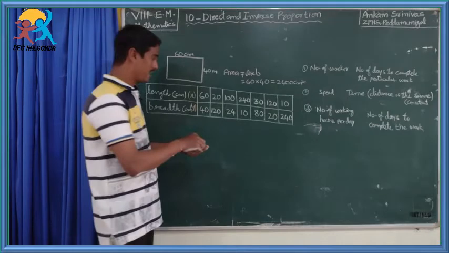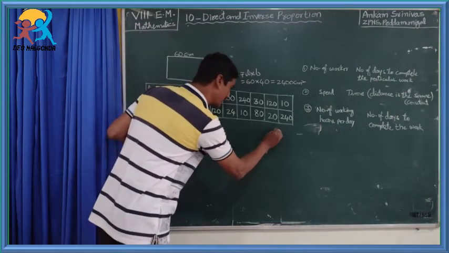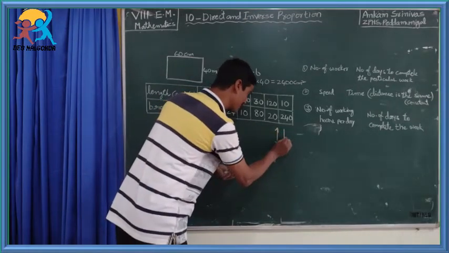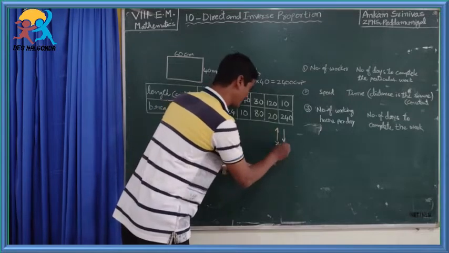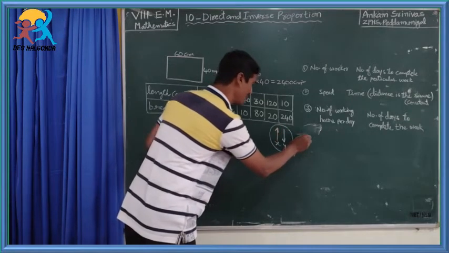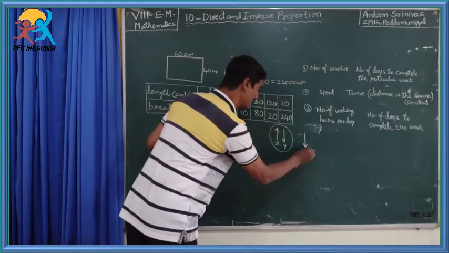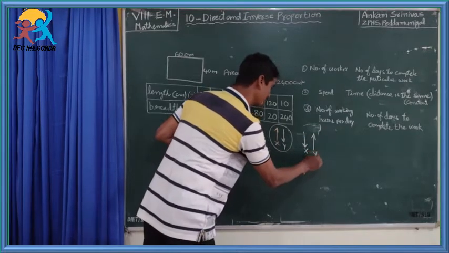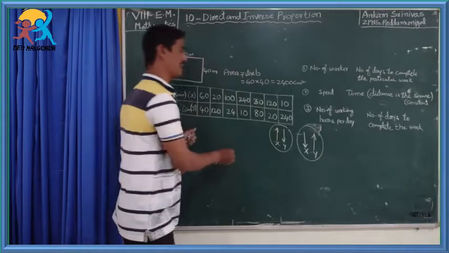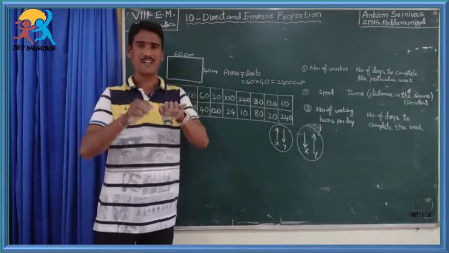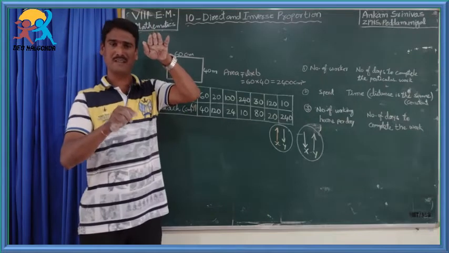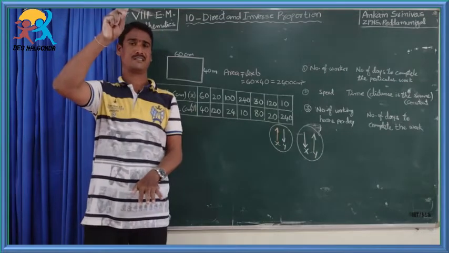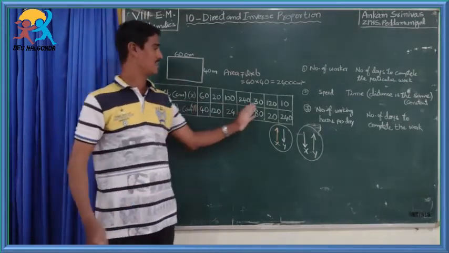So when one quantity is increasing, the second quantity is decreased. And in the other case, when one quantity is decreased, the second quantity will be increased. So these two quantities have this characteristic. If one quantity is increased, the second quantity will be decreased. If one quantity is decreased, the second quantity will be increased. Clearly we can observe this in the table.